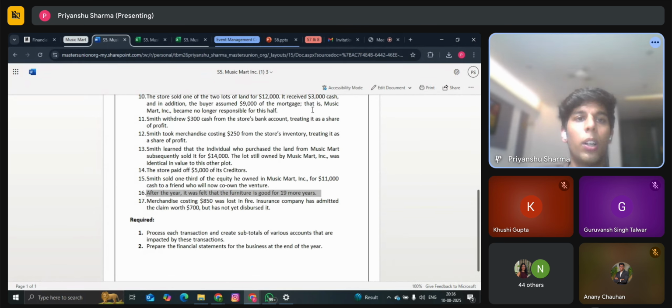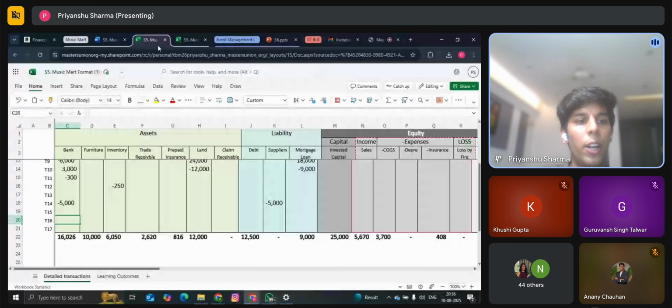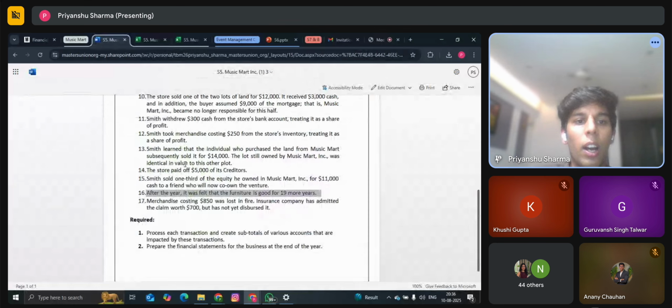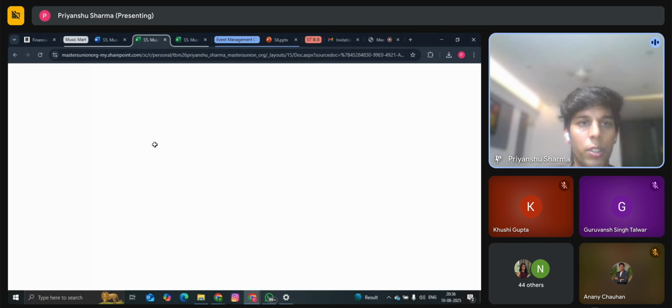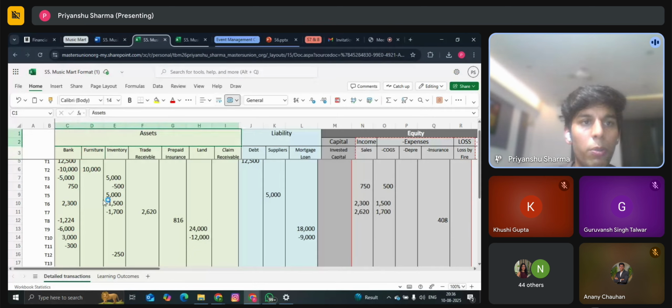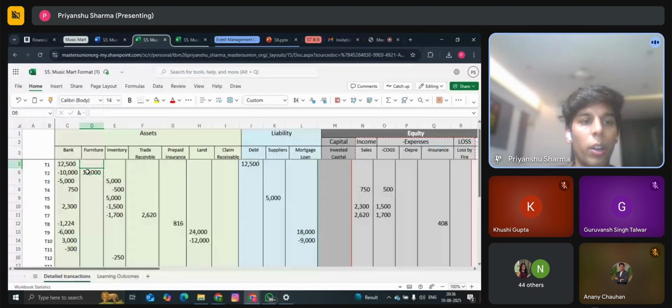Cool. So here they're saying that these are the end of the year transactions. Transaction 16 says that the furniture is good for 19 more years. Let me check which one was the furniture entry that we did here. Okay. So 10,000 is our entire value of the furniture. That is what we paid to whoever we bought it from.